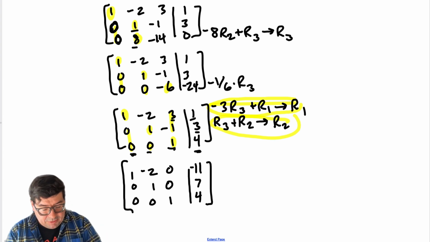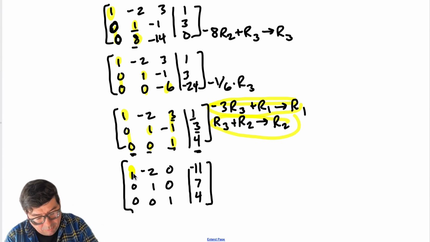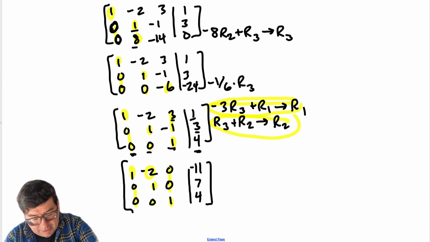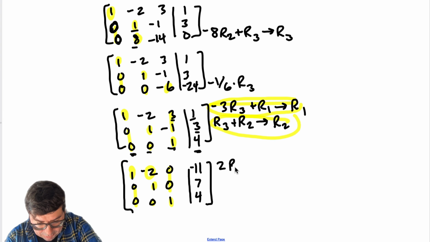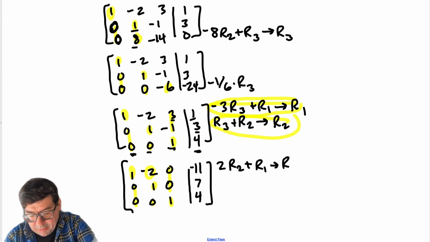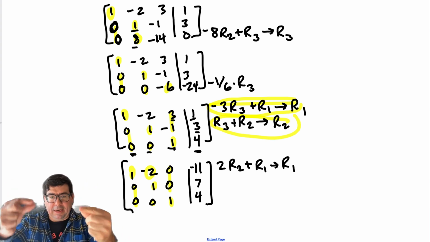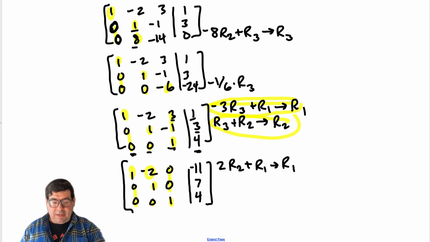And we're almost finished. So to recap, again, we got the leading 1, 0's below it. Leading 1, 0's below it. Leading 1, nothing below it, went up. The only thing left now is to deal with this -2. How are we going to do that? We're going to take twice row 2 and add it to row 1, and then put that new equation into row 1. And again, all we're doing is elimination, taking the result and putting it into a spot in the matrix that works for us.